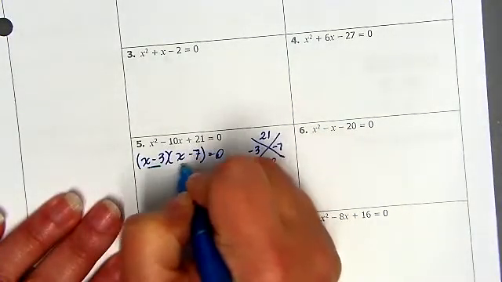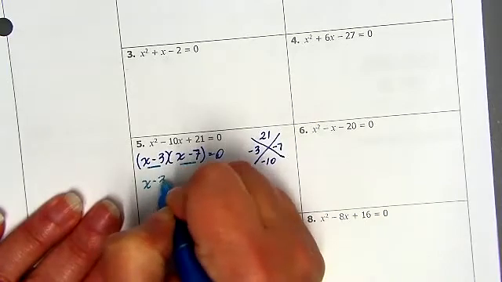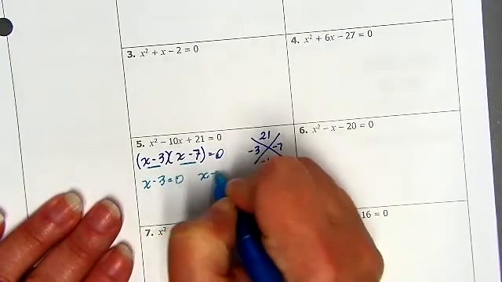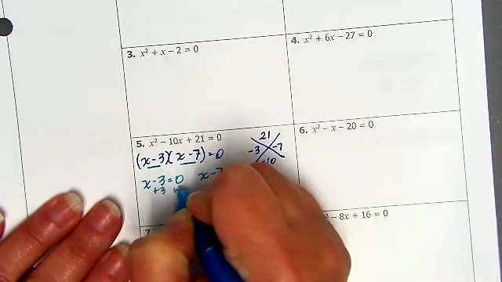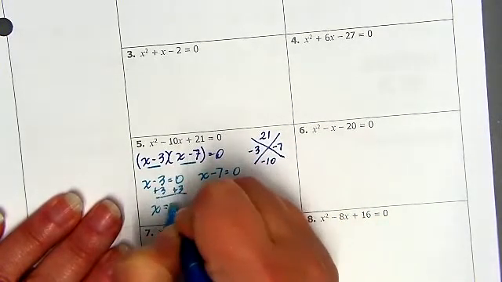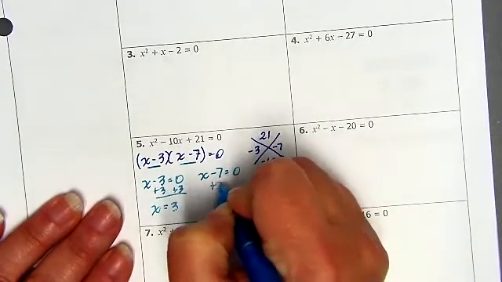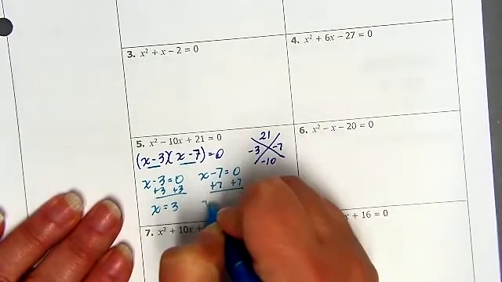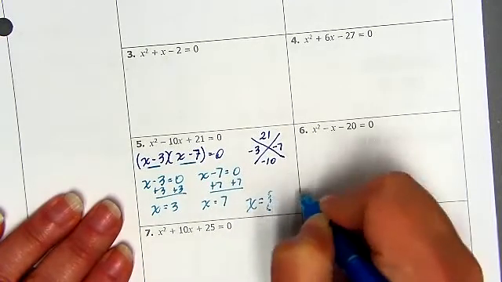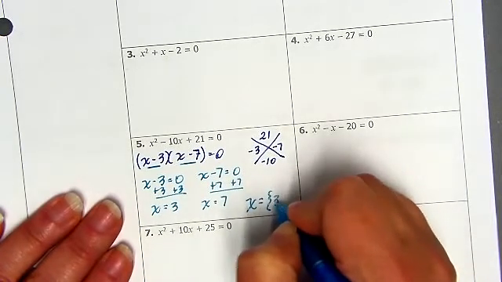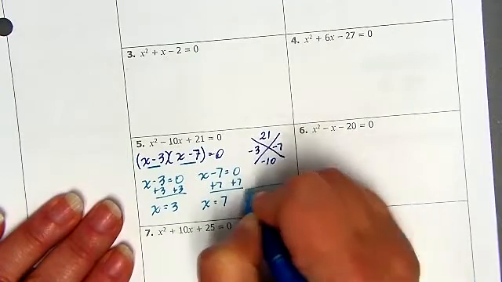Set each factor equal to 0. So we have x minus 3 equals 0, x minus 7 equals 0. Add 3 to both sides, and x equals 3. Add 7 to both sides, and x equals 7. So our final answer is x equals curly bracket, 3 comma 7, curly bracket.